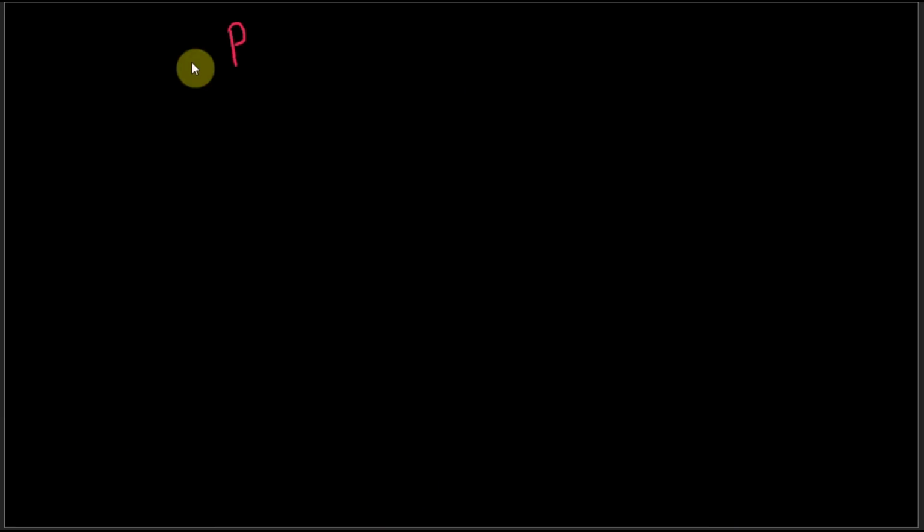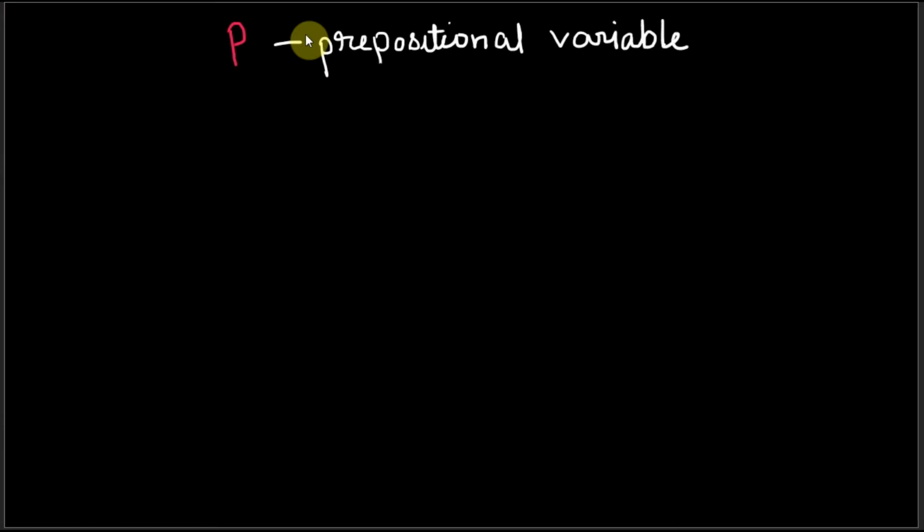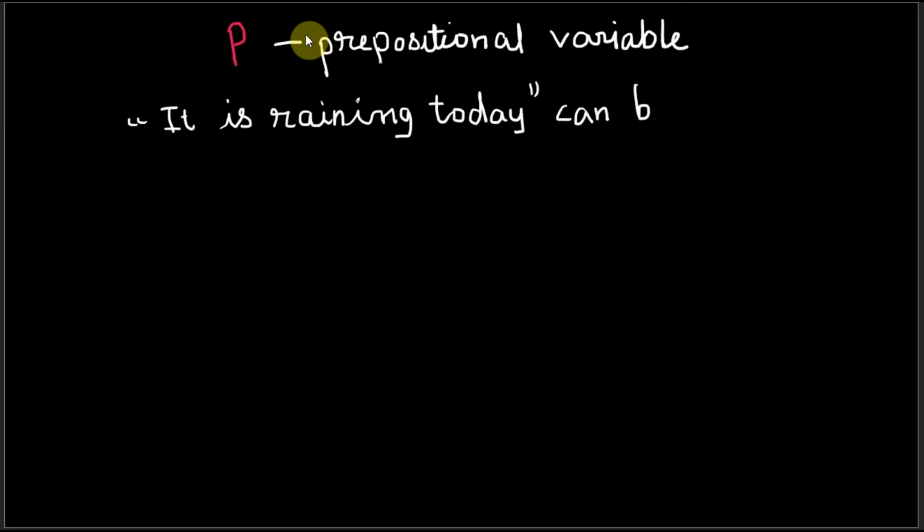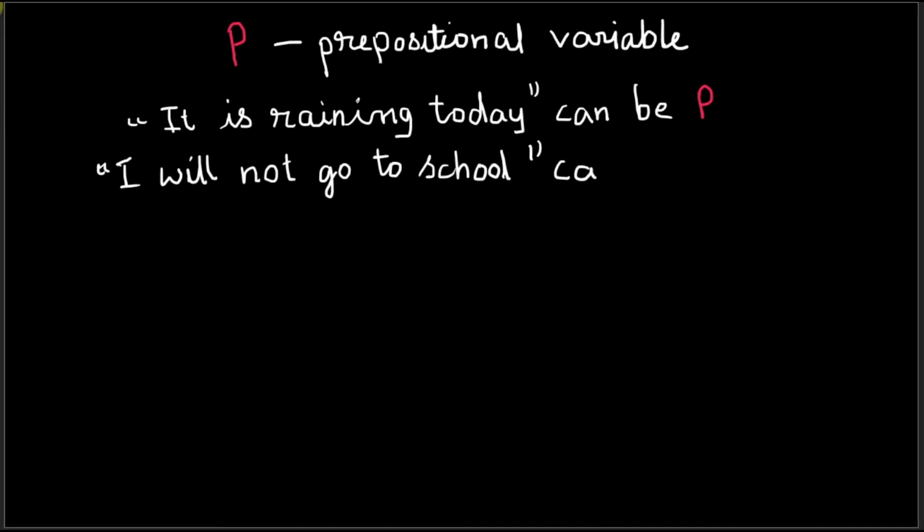The letter P is a propositional variable, and we can have one propositional variable for each statement. You can use any letter instead of P, it does not matter. For example, it is raining today can be P, I will not go to school can be Q. So from now on we can use the variables to perform logical operations instead of using the actual statements. It is easier to use the variables.